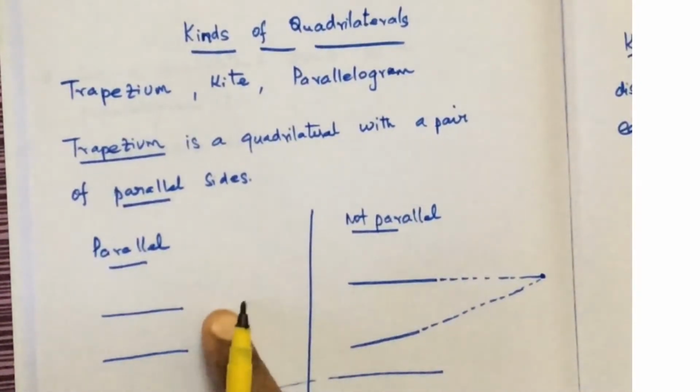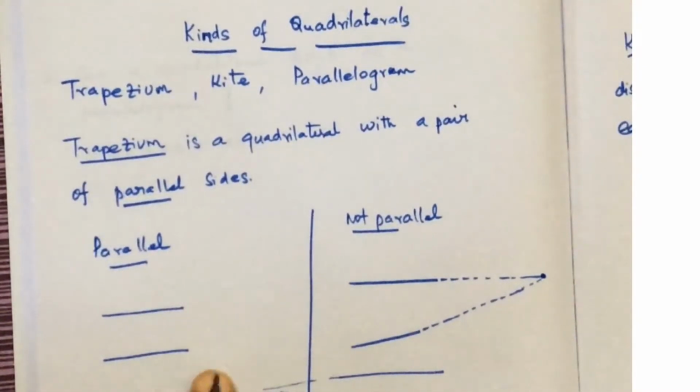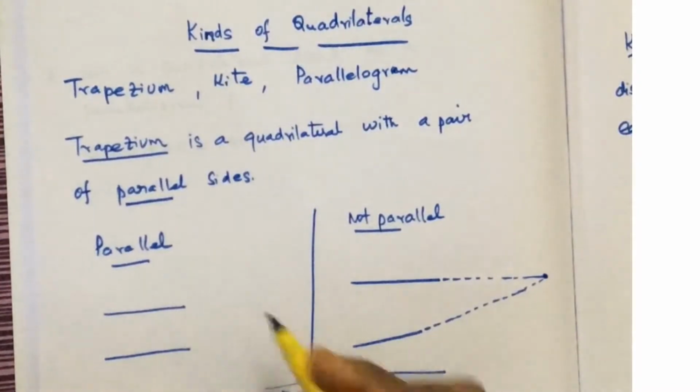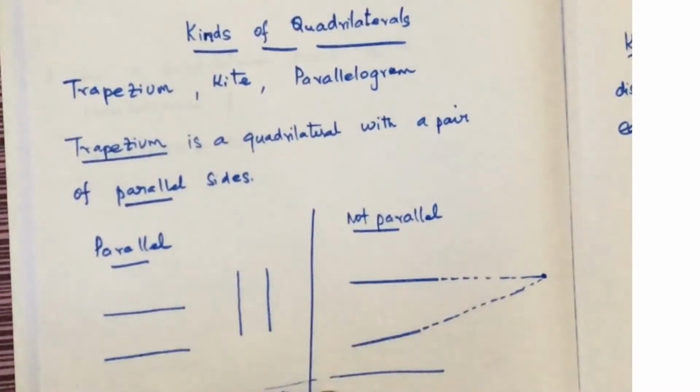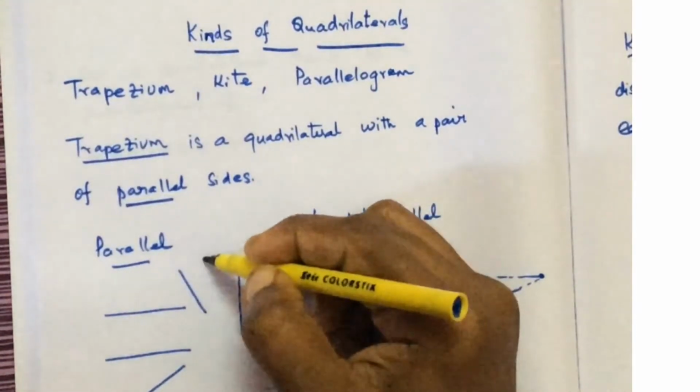So when two lines are parallel, they should not meet each other even if you extend the lines on both sides. Parallel lines can also be like this. They can lie at any angle. All these lines are said to be parallel.